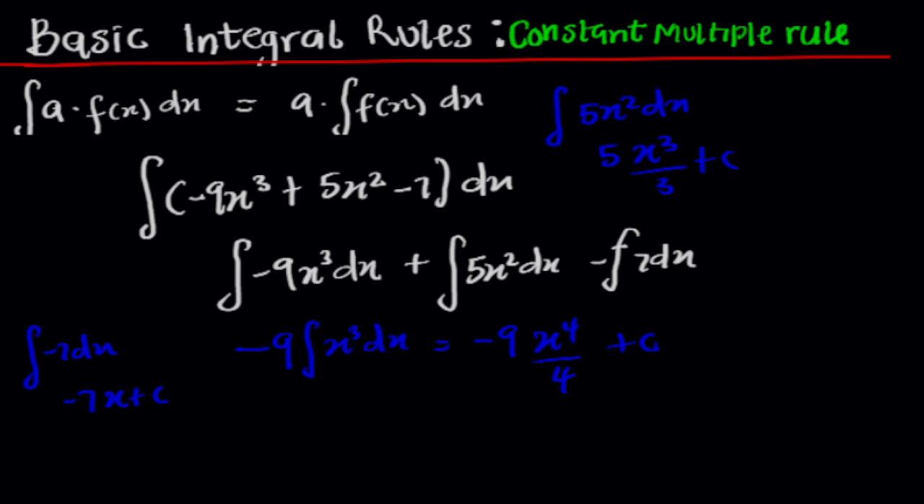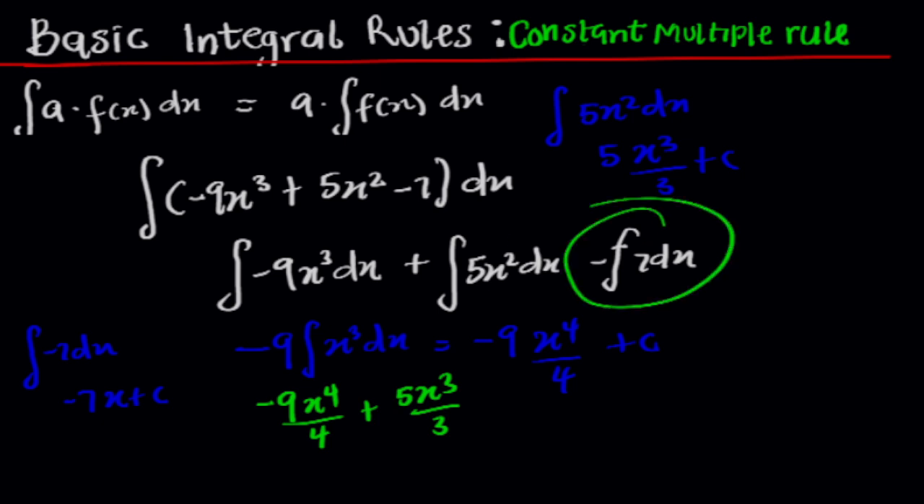So what we are going to do here is join all the answers together. If you integrate this expression here, it will give you minus 9x to the power 4 divided by 4. Then followed by, if you integrate the second one here, we are going to have this answer, which is plus 5x to the power 3 divided by 3. Then if you integrate this last one here, you're going to have minus 7x plus c. So that's the answer to this expression.